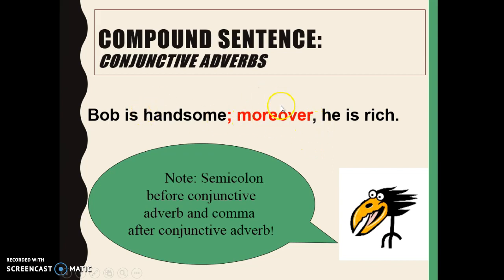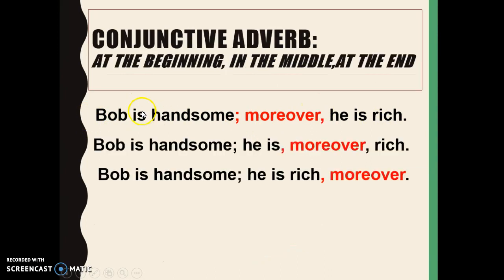This is actually another piece of knowledge that you need to know. Right? In writing, when we have this, meaning conjunctive adverbs, alright? It is called a compound sentence. We can use the conjunctive adverb at the beginning, in the middle, or at the end. This is the example. Can you see the difference?